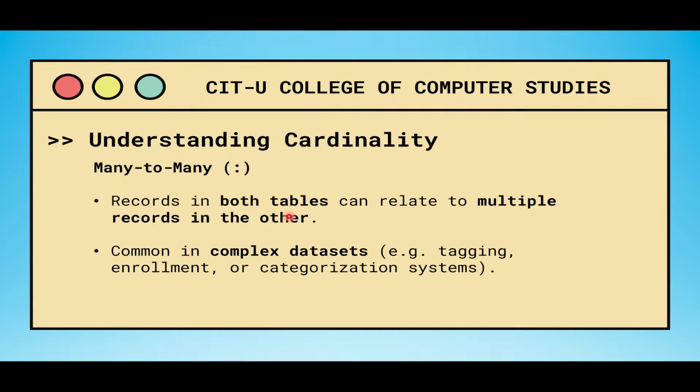And then we have the last one, many to many. Records in both tables can relate to multiple records in the other. So common in complex data sets, especially if we have tagging, like an enrollment and categorization system. We might encounter this later on when we have multiple tables. Take note, many to many will happen if we have really a lot of tables compared to a simple star schema. So many to many is present when we have snowflake schema.